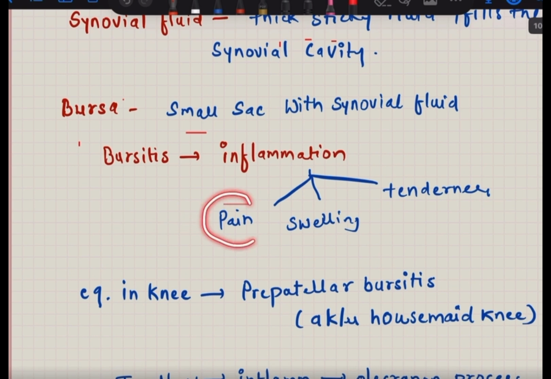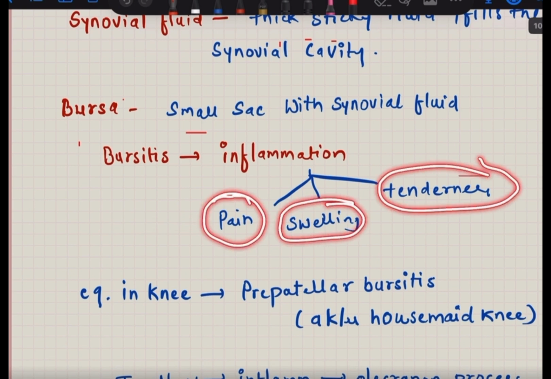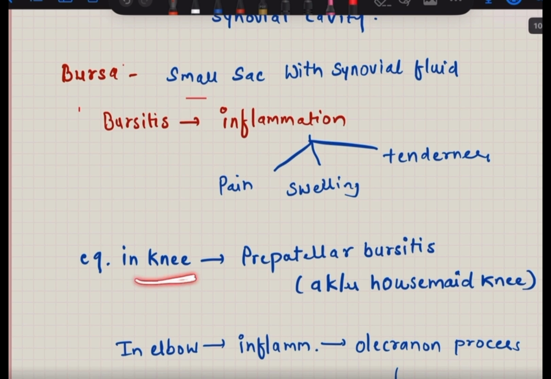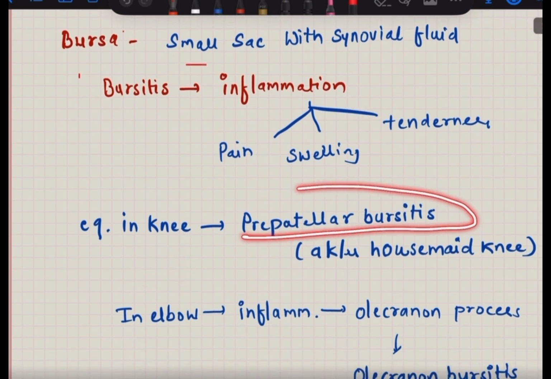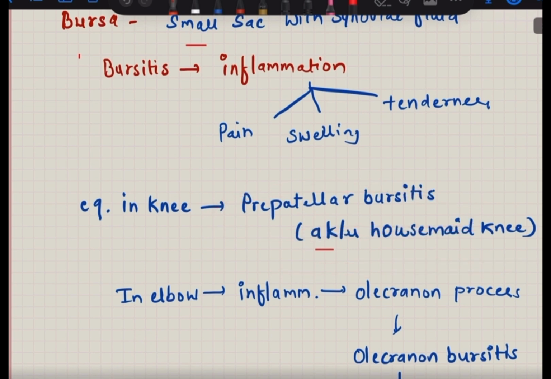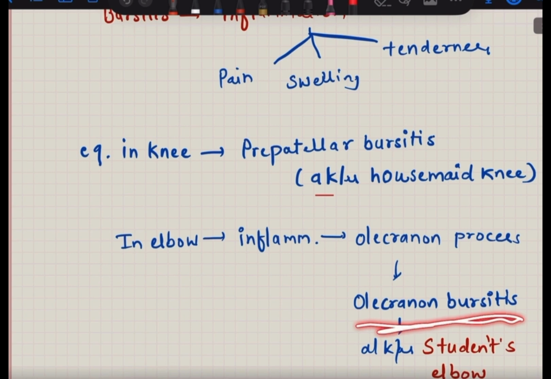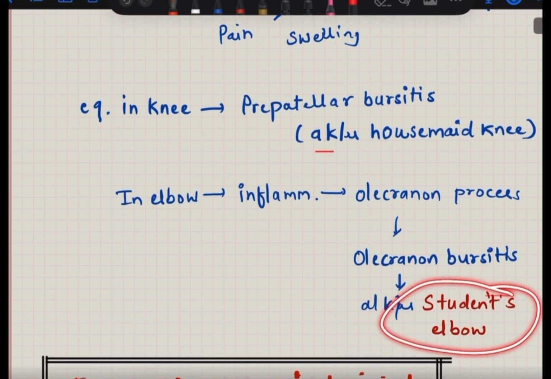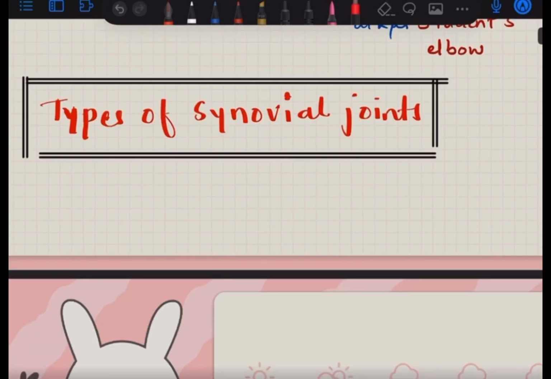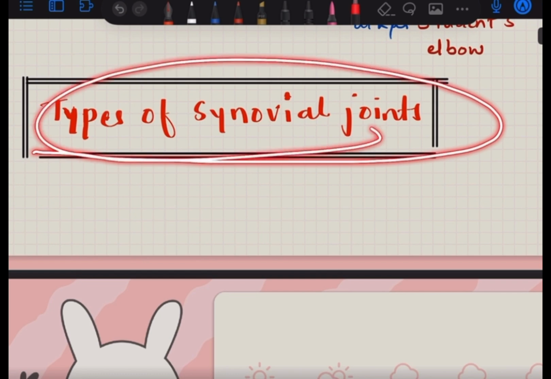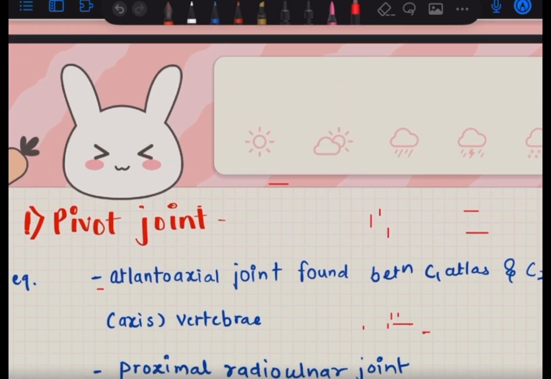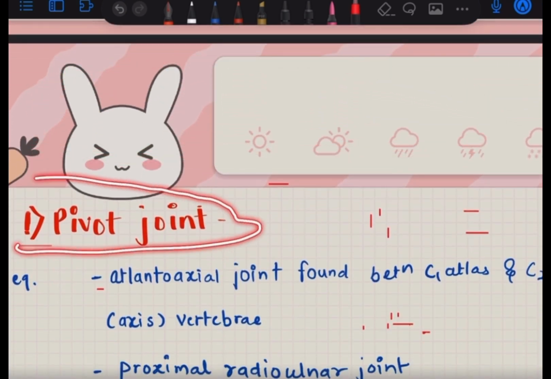The patient will complain of pain, swelling, and tenderness. For example, in the knee, there is prepatellar bursitis, also known as house maid's knee, or in the elbow, an inflammation of the olecranon process leads to olecranon bursitis, also known as Lugans elbow. Then moving to the types of synovial joint. Basically, there are 5 to 6 types of synovial joint.